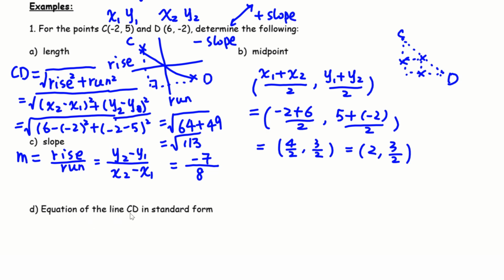The equation of the line CD in standard form. So we want to find the equation of the line CD. We want to use the slope y-intercept form. Which one is easier? In this equation, you have x, y, m, and b, 4 variables. So we have the slope. We found it already. So we are going to sub in the slope we found, negative 7 over 8.